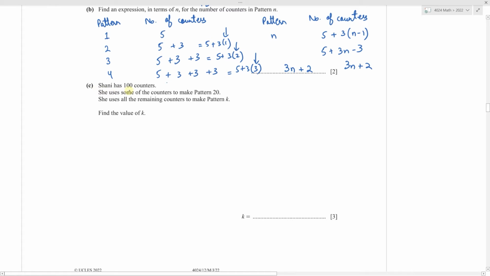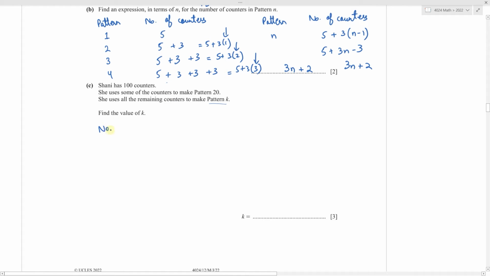Part C. Shani has 100 counters. She uses some of the counters to make pattern 20, and then she uses all the remaining counters to make pattern K. Find the value of K. So first, she uses some of the counters to make pattern 20. So we need to find out how many counters were used to make this pattern and how many were left over, that all the remaining ones she used to make pattern K.